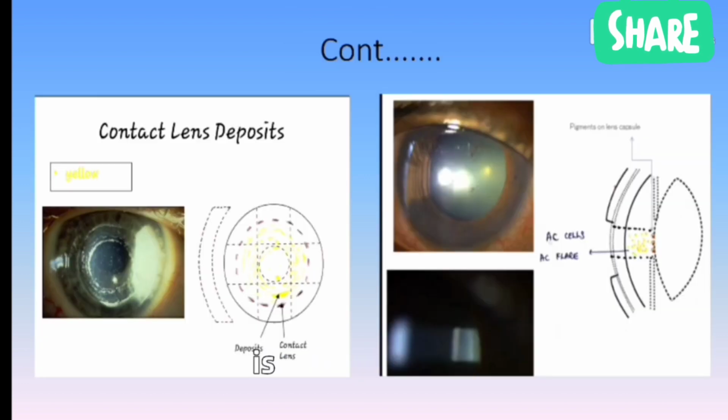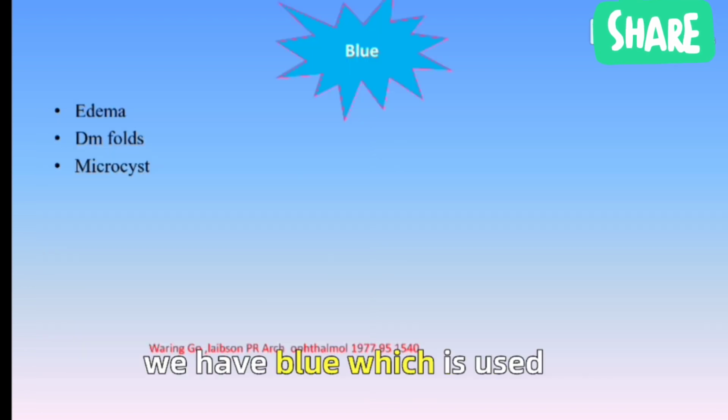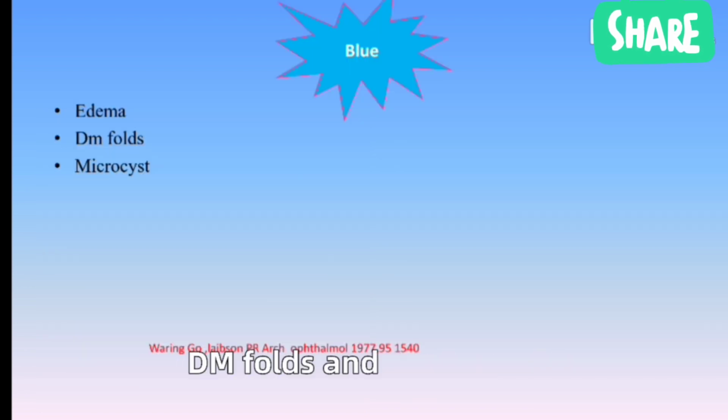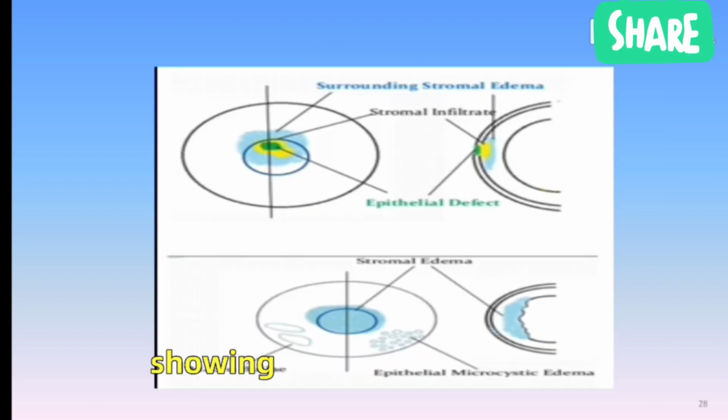infiltrate. The first picture is showing you the contact lens deposit with yellow color, and the fresh keratic precipitates and hypopyon are also shown with yellow color in pictures A and B. The next color we have is blue, which is used to document edema, DM folds and microcysts. The first picture is showing you the DM folds, which are drawn in front view and in slit view. And the second picture is showing you the stromal edema.